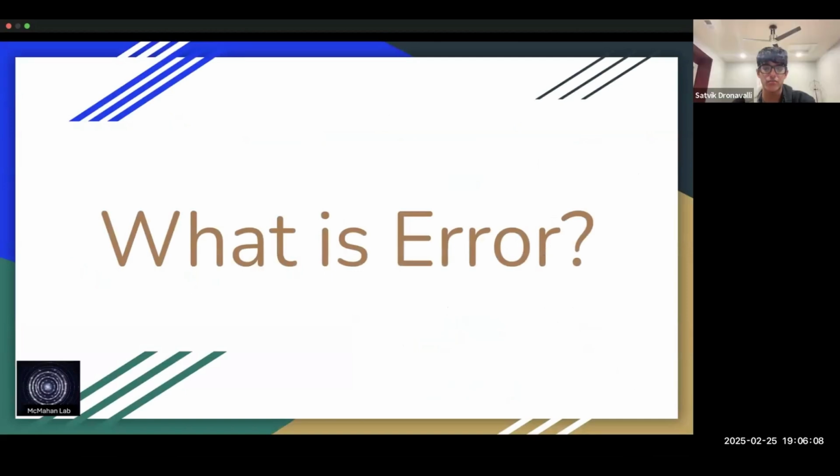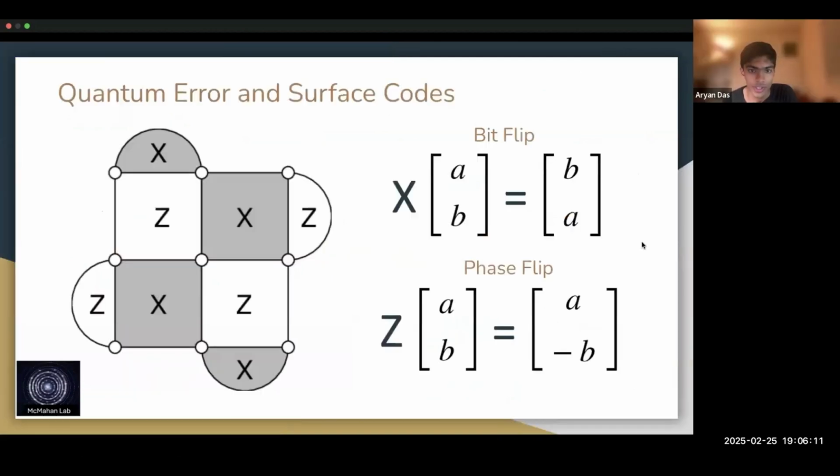Aryan. So what is error? So quantum error comes in the form of phase flips and bit flips, and these essentially represent changes in the original qubit structure. So a bit flip is the switching of the two components A and B, which make up the weights of whether that qubit collapses to be either a 0 or 1. A phase flip, on the other hand, is a change of sign of one of these components.